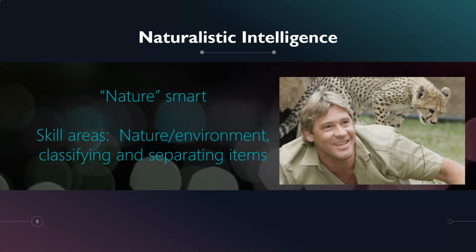Naturalistic intelligence focuses on being, you could say, nature or environment smart. So these people have an interest in the environment or in nature. They easily recognize elements of nature. They like to classify and group, separate items based on their characteristics. So how are they similar? How are they different? And when you think of our planet, you can think of the different spheres.